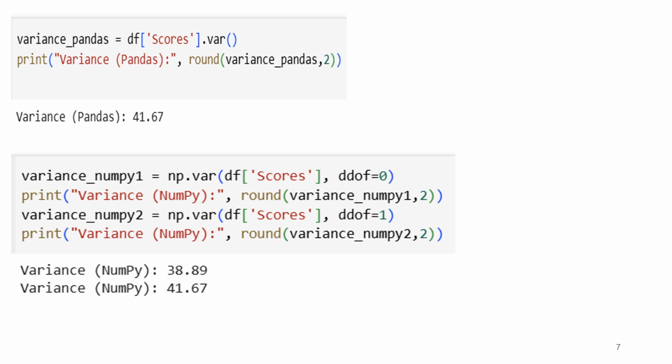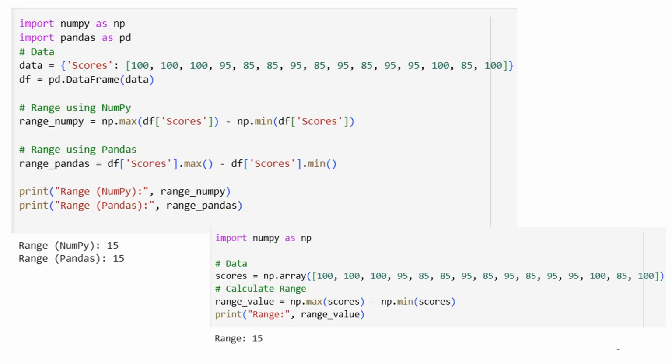The next one is variance. Here also the same thing, np.var. Either you are using population or you want sample data. So this is for population, this is for sample. And we can use .var also. This is for pandas. In pandas, the default one is sample, but in NumPy we can change accordingly, ddof equal to 0 or ddof equal to 1.